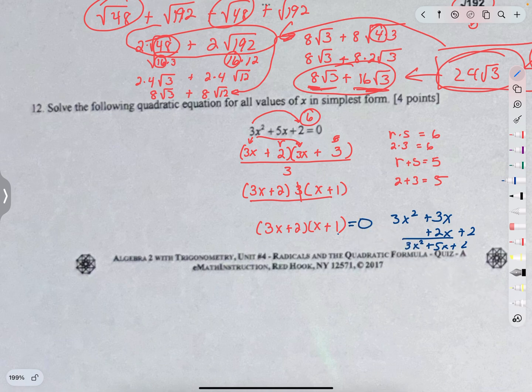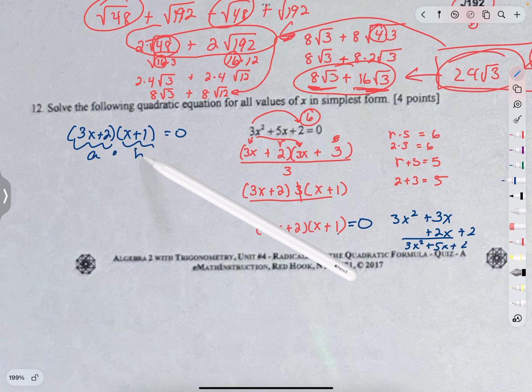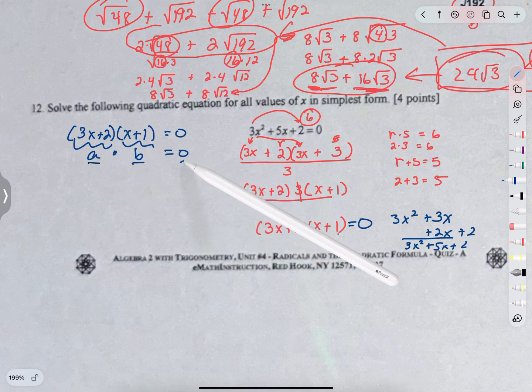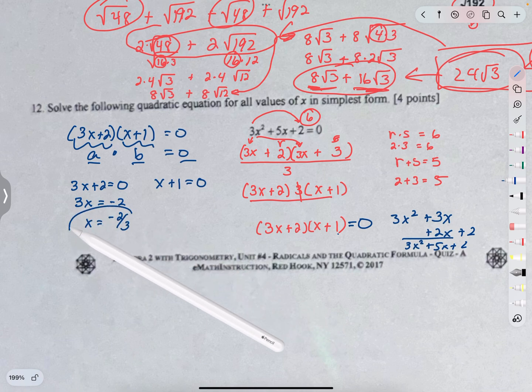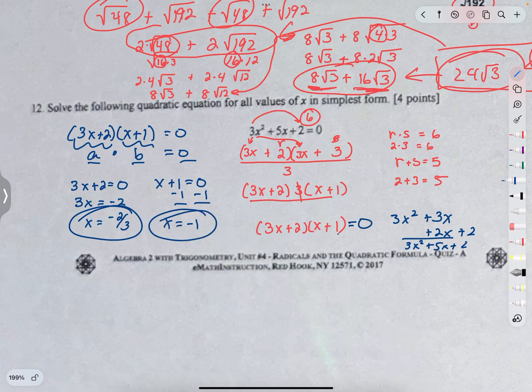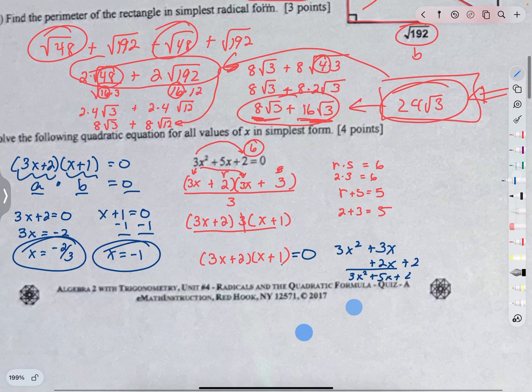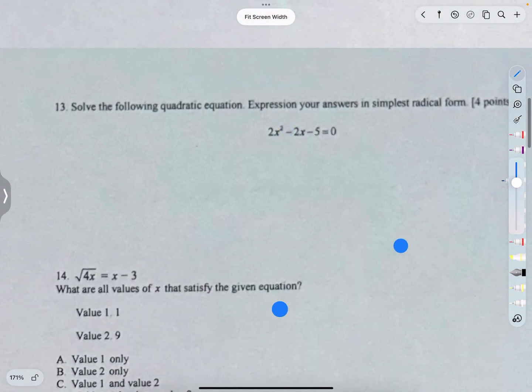Solve it though. So now remember it equals 0. If two things are multiplied, it's called the zero product property. This is like A times B equals 0. And if two things are multiplied and give you a 0, one of them, either the A, which is 3x plus 2, equals 0, or the B, x plus 1, must equal 0. We just solve those: subtract the 2, divide by 3. There's one of your answers. This one's easier. Subtract 1, and there's your other answer. Solving by factoring. All right, that's page 1. Let's go to 13.